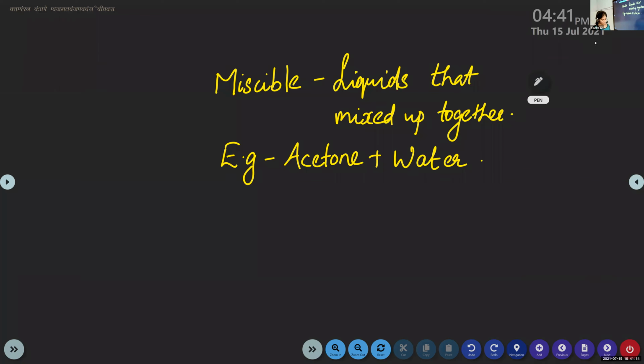Miscible means liquids that mixed up together. Immiscible means they exist as different layers. They cannot mix up together. Finished? You can write immiscible also along with this: immiscible, liquids exist as different layers.